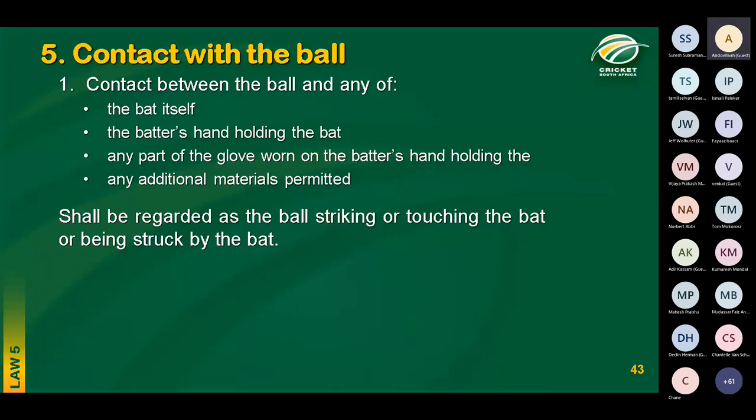If the ball goes against the batter's hand not holding the bat, that is seen by the law as part of the batter's person. And if it goes against the glove and that glove is off the handle, not holding the bat, and it pops up and gets taken by the slip or the keeper, that shall be not out. So the important part here is that it needs to strike the hand holding the bat or any part of the glove on the batter's hand that is holding the bat. And then the last bullet point, any additional materials like the batting tape or the toe guard.